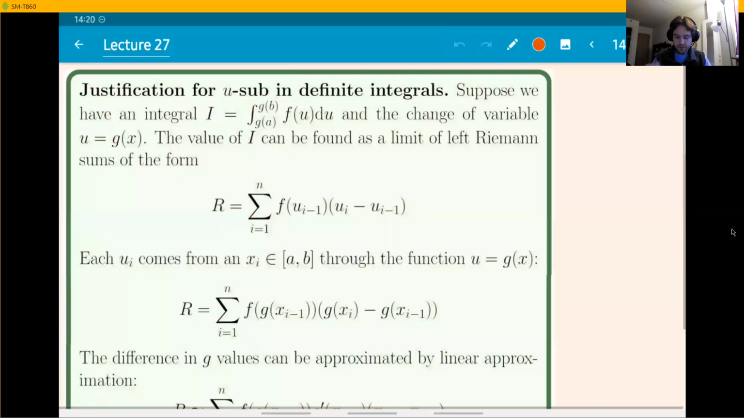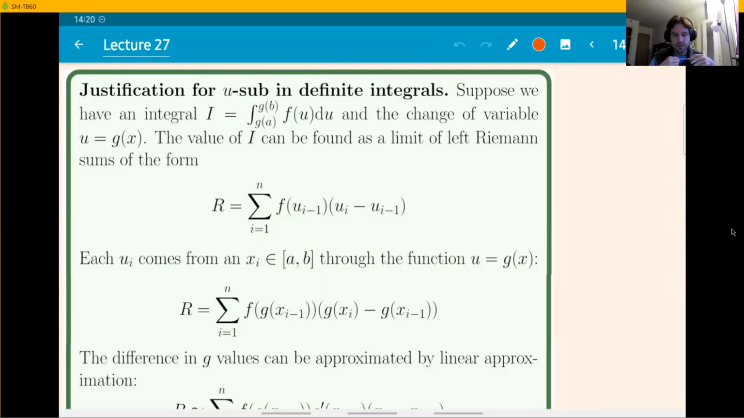Okay, this is my last slide now. You know that I like to discuss at least where the ideas come from. We never discussed the justification for u sub in the definite integrals. How do we know that it changes like that? I just want to briefly connect this back to the idea of the Riemann sums.